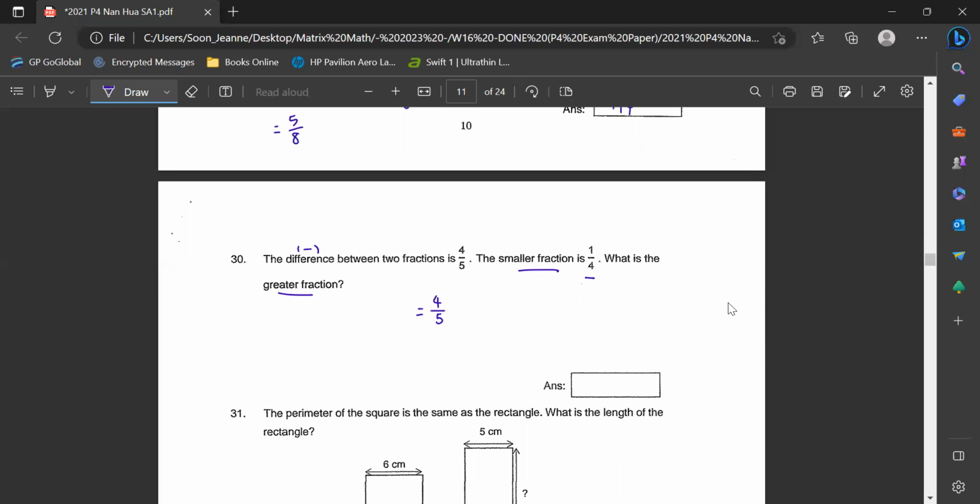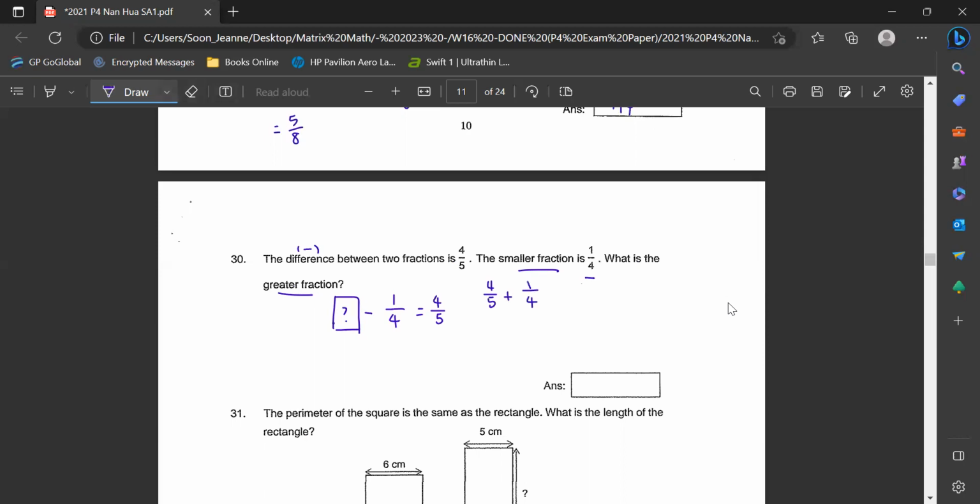Smaller fraction is 1/4. So smaller fraction, when I minus, is always the second one, okay? Because you cannot take a smaller minus bigger fraction, right? So I want to find out what is this greater fraction down here. So you know that this is your whole, which is your total, which means I need to add up these two fractions. So I'm going to take 4 over 5 plus 1 over 4.